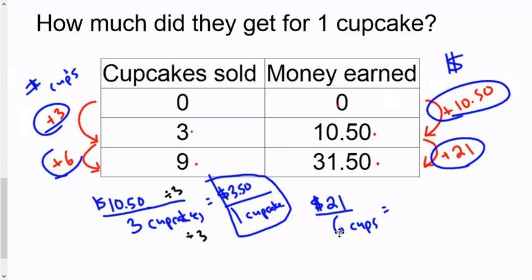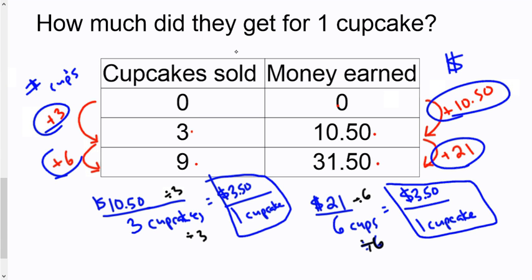In order to make this one 1 on the bottom, which makes it a unit rate, and remember, a unit rate, you have to have a 1 for the second number there. So in this case, it's cupcakes, right? It has to be a 1. I'm going to have to divide it by 6, which means I'm going to have to divide the top number by 6, right? And 21 divided by 6 is $3.50.